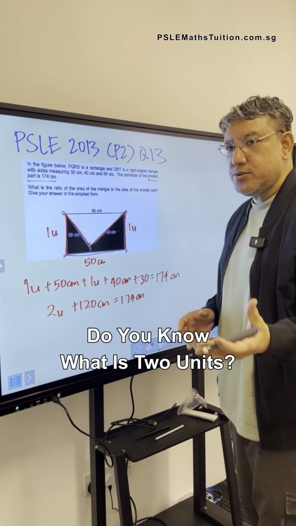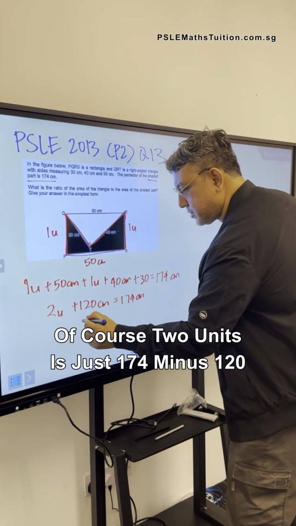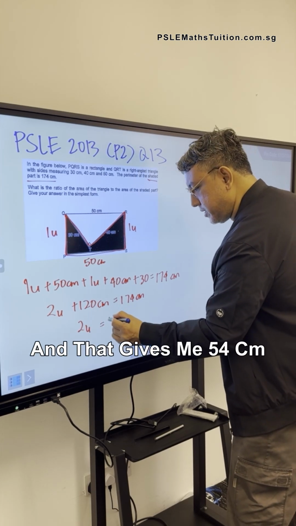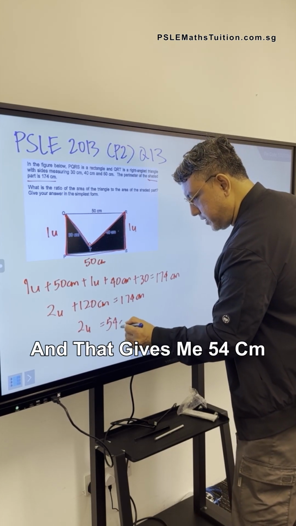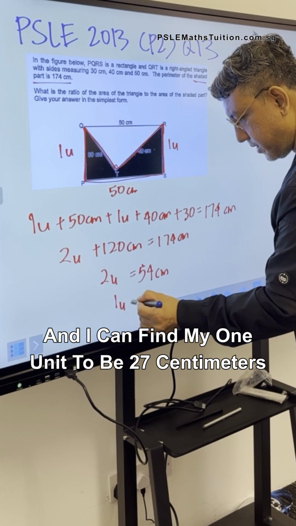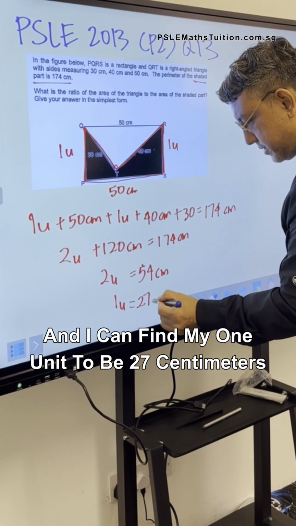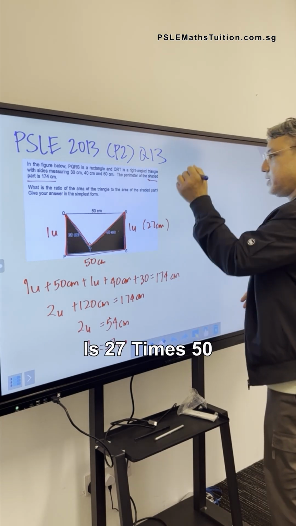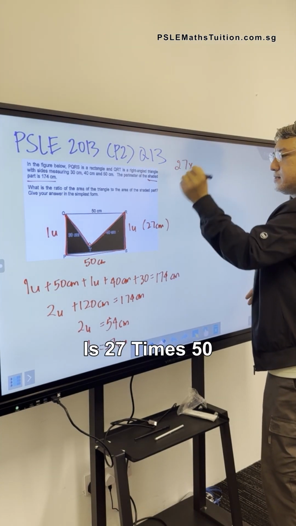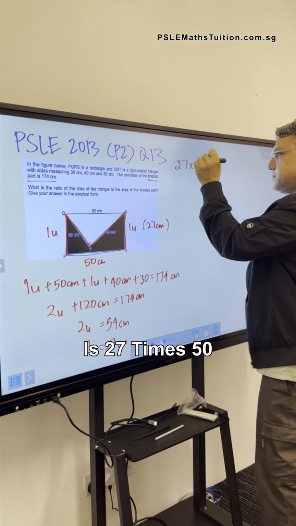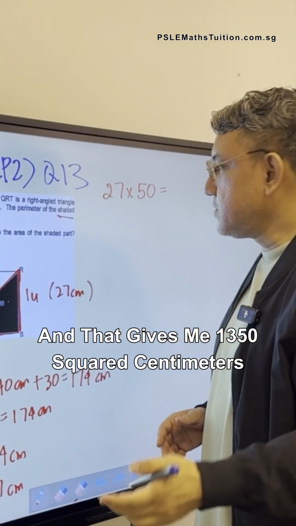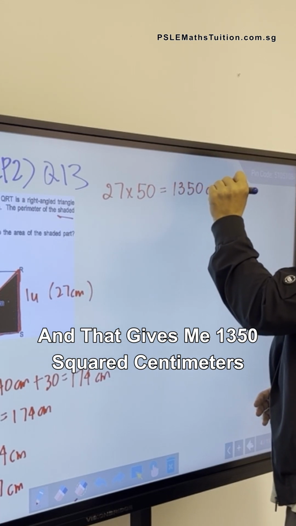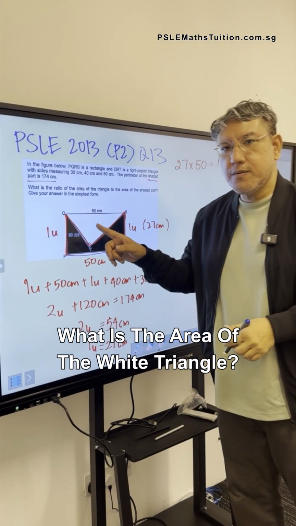Guys, do you know what 2 units is? Of course, 2 units is just 174 minus 120, and that gives me 54 cm. And I can find my 1 unit to be 27 centimeters. I can find that the area of the rectangle is 27 times 50, and that gives me 1,350 square centimeters. What is the area of the white triangle?